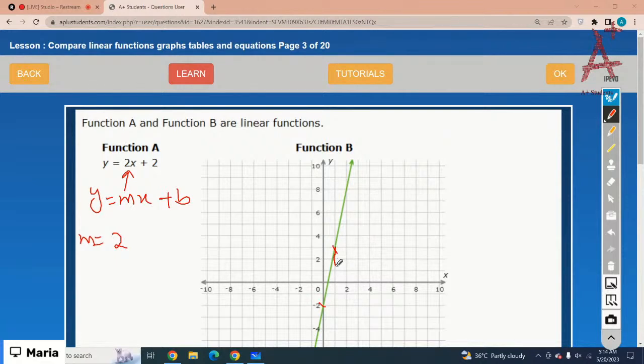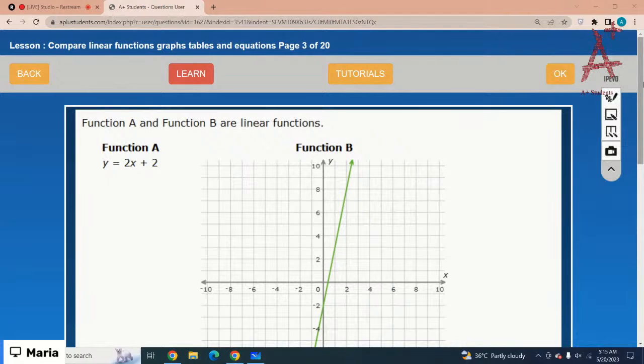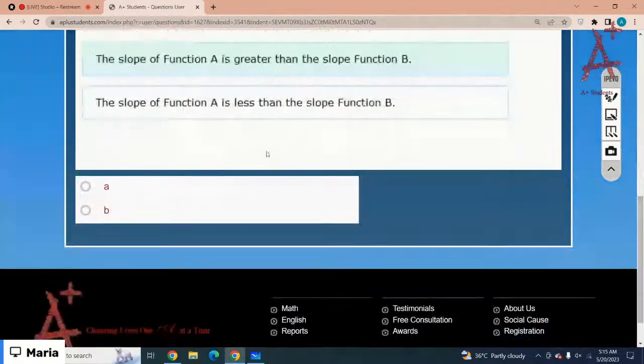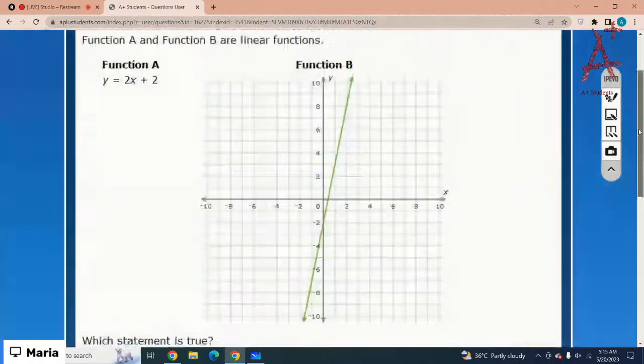It would be 1, 2, 3, 4, 5. Change in y is 5 and change in x is 1. It would be 5 over 1. That means the slope of function B is 5. Now just see, slope of function B is 5 and A is 2. So which is the correct option? Slope of function A is less than slope of function B. Got it? The correct option is slope of function A is less than slope of function B. Option number B is the correct option.